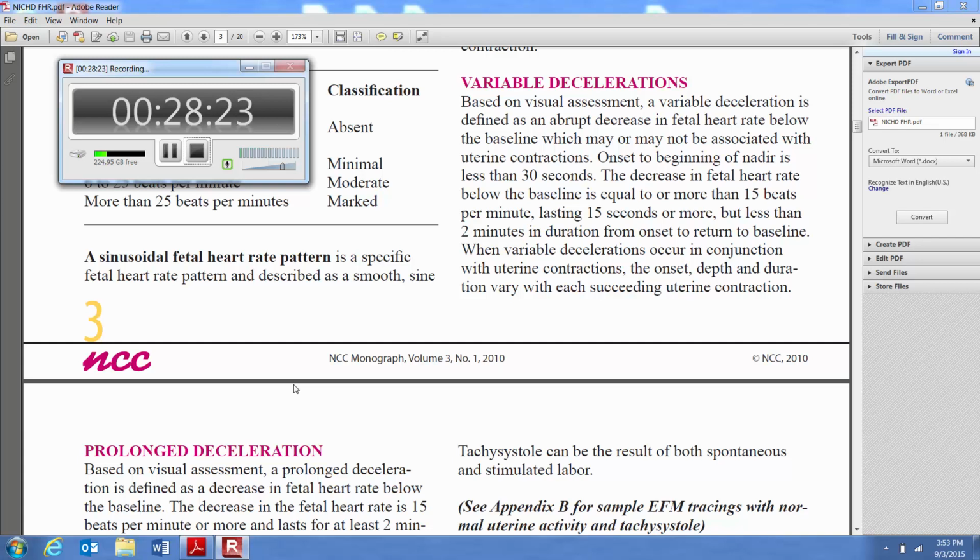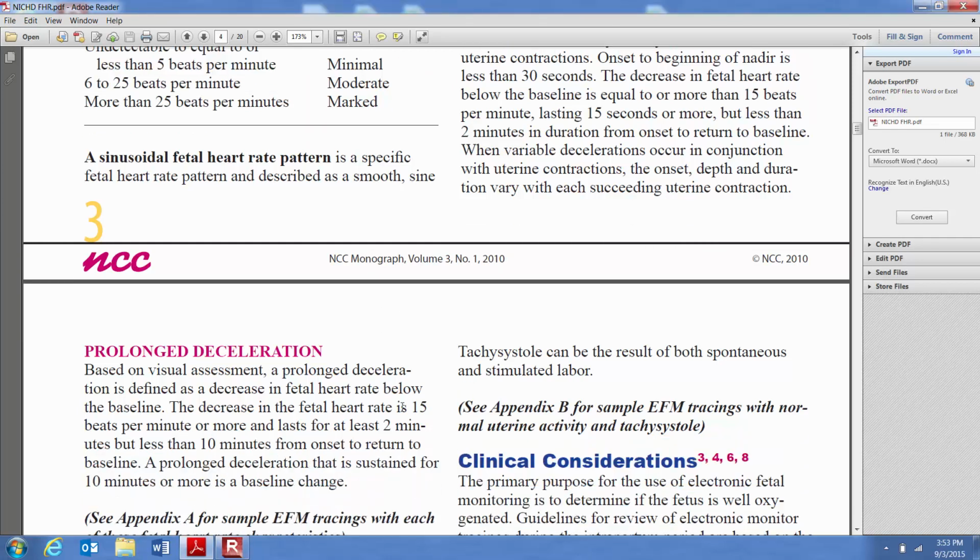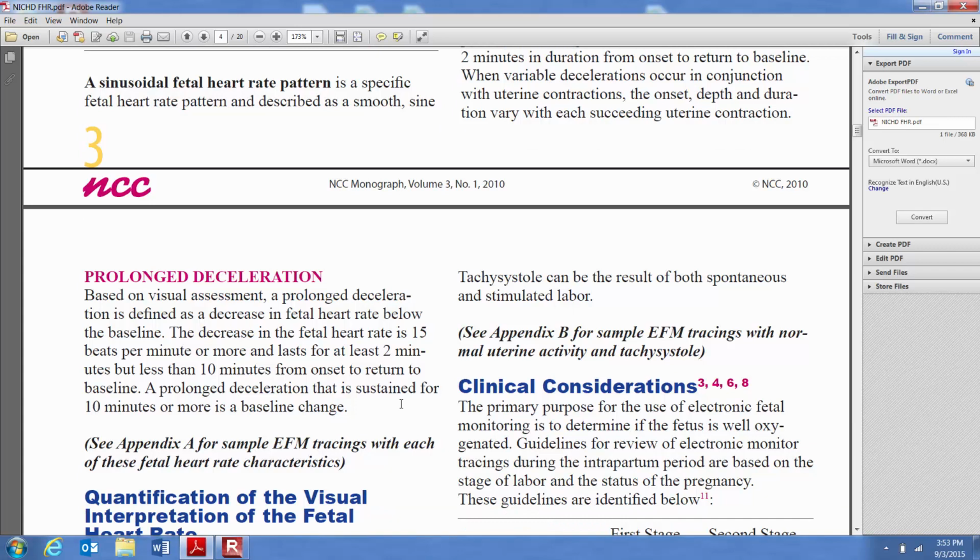So here we go. I think that was it on the variable deceleration. Now, just like with the accelerations, if your deceleration is longer than 2 minutes but less than 10 minutes, it's a prolonged deceleration, okay? If it is longer than 10 minutes, it's a baseline change, and it's bradycardia. If it's less than 110, it's bradycardia.